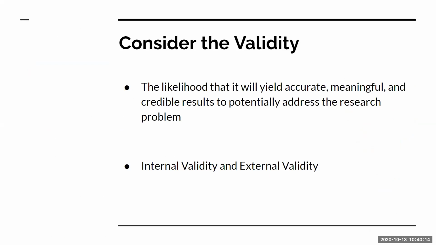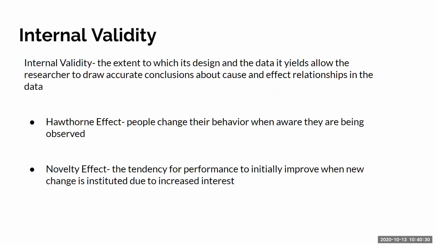Validity is also an important topic in your research. You should consider it as the likelihood that it will yield the accurate, meaningful, and credible results that potentially address the research problem. And there are essentially two, which are internal validity and external validity. Internal validity is the extent to which its design and the data it yields allows the researcher to draw accurate conclusions about cause and effect relationships in the data.